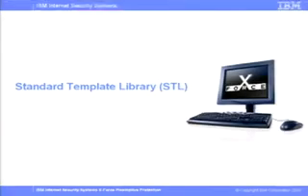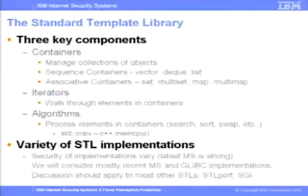Okay, so now we're going to talk about some of the security implications of the standard template library, or the subset of the standard C++ library that's the standard template library. So, real quick introduction if you're not familiar with it. There's three key components to it. There's containers, which are abstract data structures that you use to manage collections of objects.